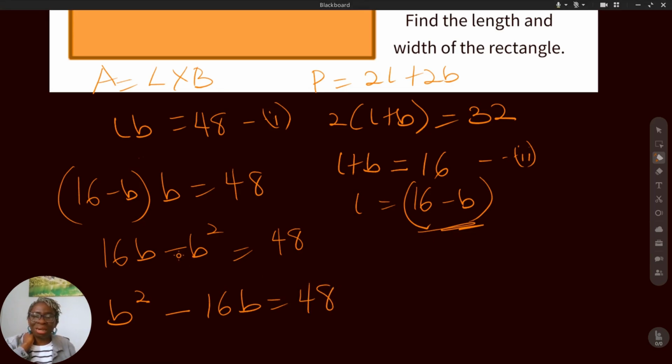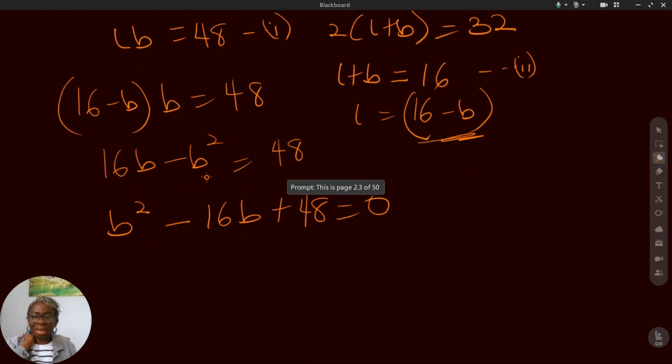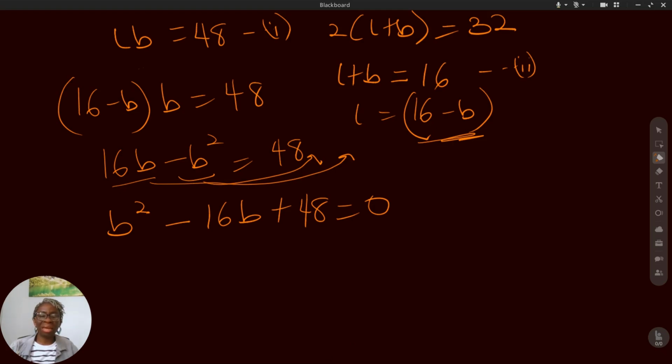How did we get this? When negative B squared comes here, it becomes positive. When 16B comes here, it becomes negative. So I just put everything to the left side, and 48 becomes plus 48, equals 0. This has become a quadratic equation. So how do we solve this quadratic equation? Let's try factorization. Let's take a look at this.